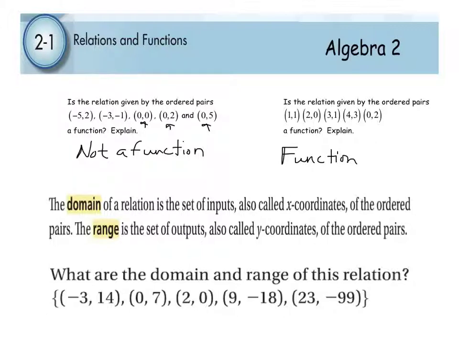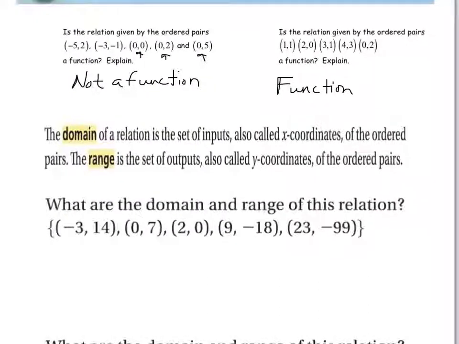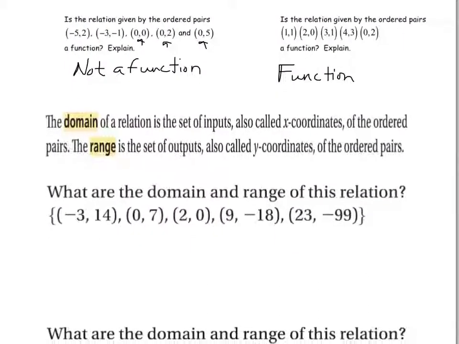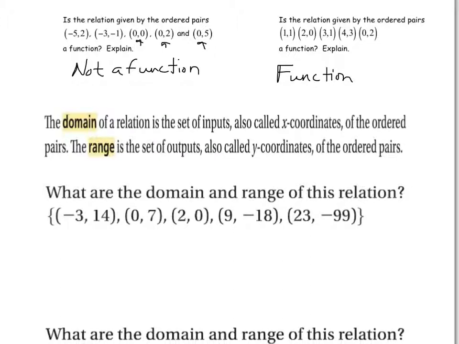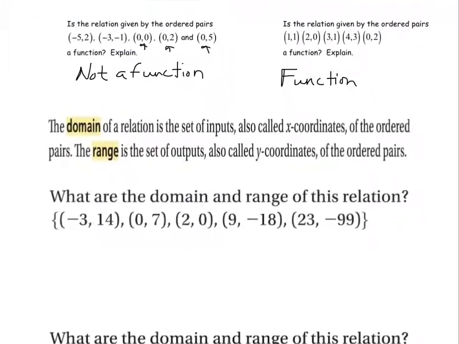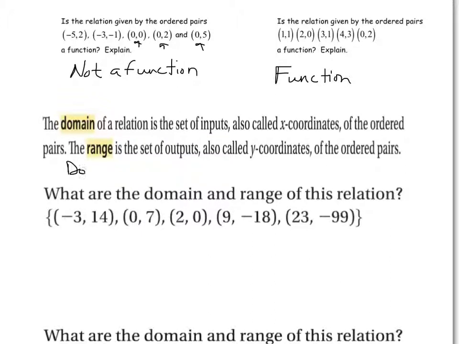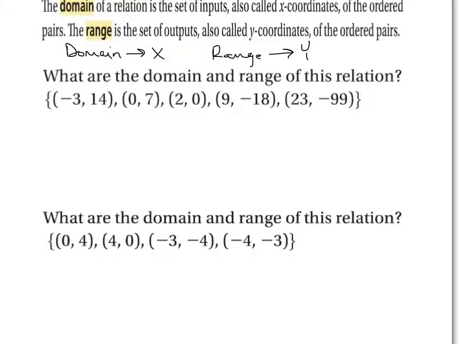Okay? Now, they use the words domain and range in your examples earlier. Domain and range are really fairly easy. The domain of a relation is the set of inputs, also called the x-coordinates of the ordered pairs. The range is the set of outputs, also called the y-coordinates. So really, domain is the x, range is the y. Okay? So they're going to ask you to identify the domain and range of a relation.